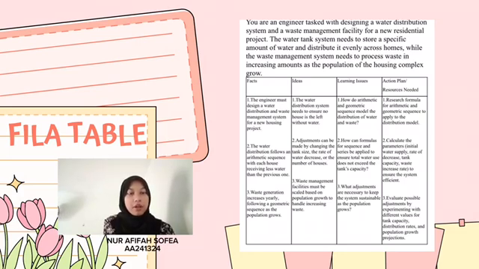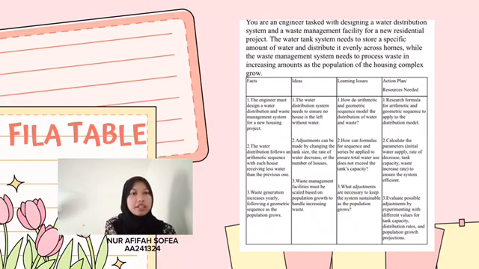Hi, my name is Nur Afifah Sofia binti Ma'azi. Today I will present about a FILA table. A FILA table is a table that lists facts, ideas, learning issues, and action plan or resources needed. For the facts: the engineer must design a water distribution and a waste management system for a new housing project. The second one, the water distribution follows an arithmetic sequence with each house receiving less water than the previous one. And for the third one, waste generation increases yearly following a geometric sequence as the population grows.